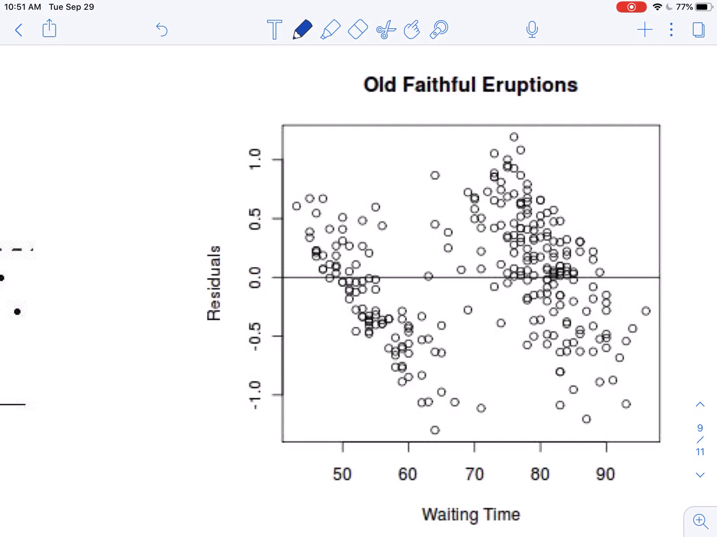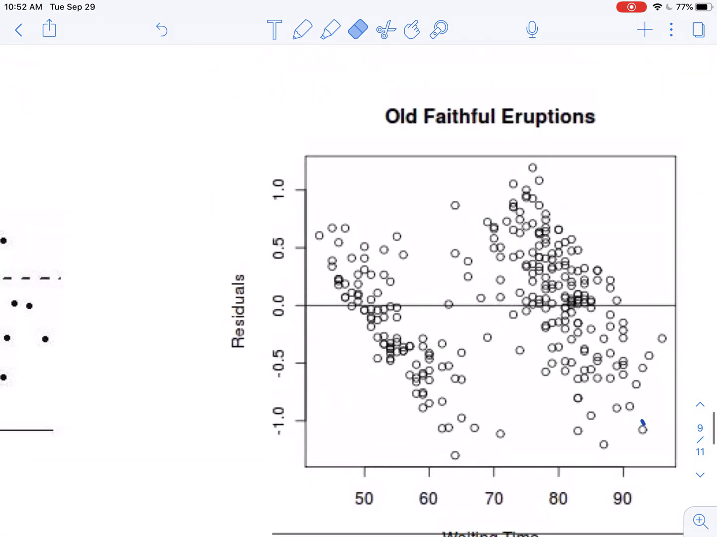I don't see really any real pattern here. You might be able to make an argument for something, but at the end of the day, I see a lot of values really high, I see a lot of values really low. There's no real linear relationship. It's just all kind of scattered. So I would say that there is a decent chance that this could be modeled linearly.